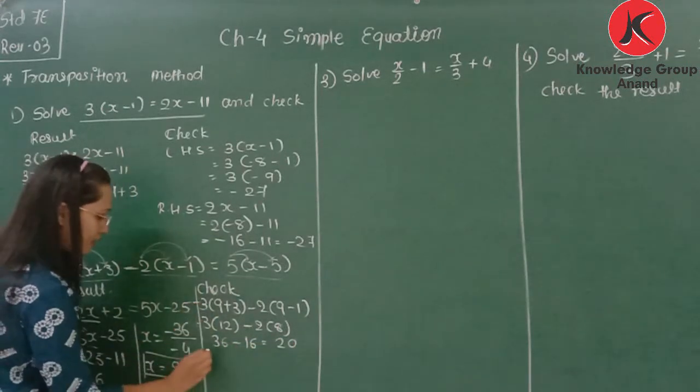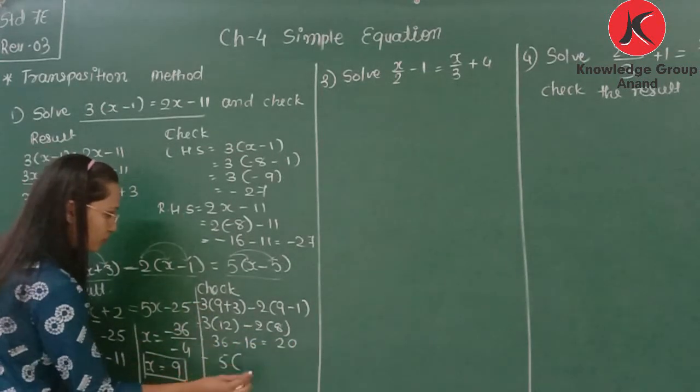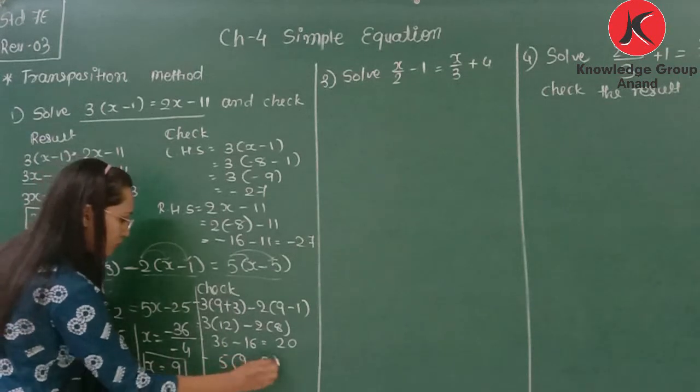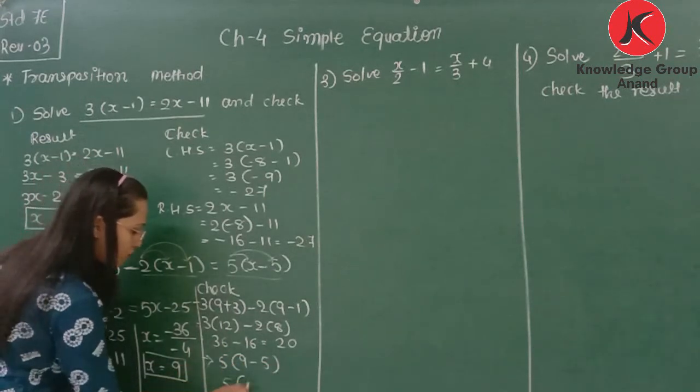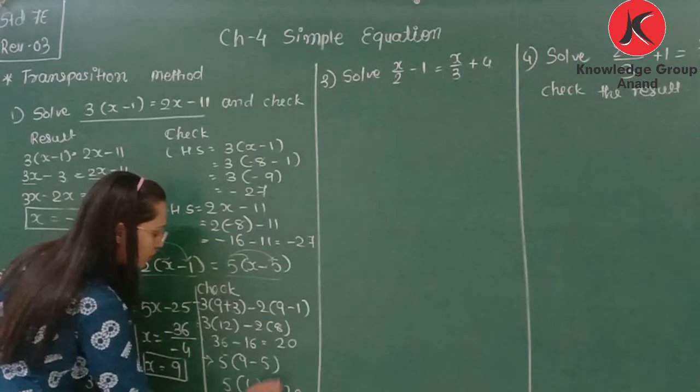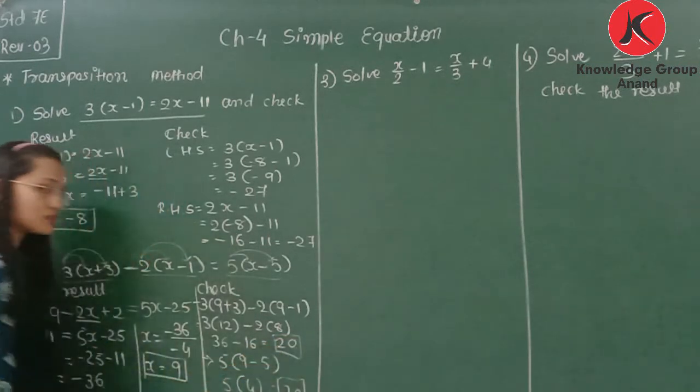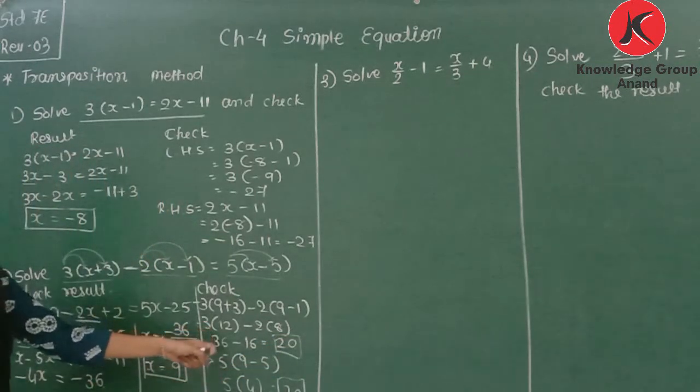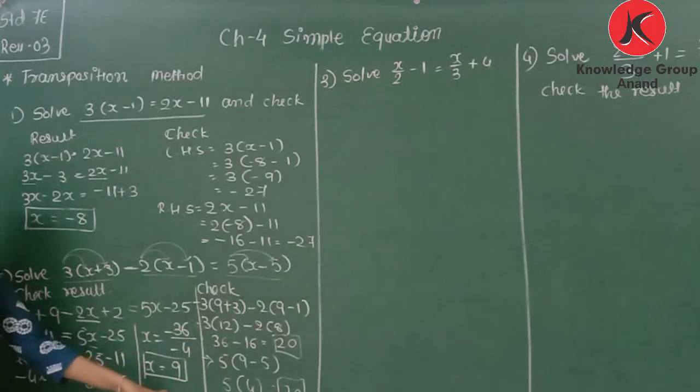Now check the right hand side, so it is 5 times 9 minus 1. 5 into 4 is 20. Now you can see left hand side and right hand side are same. That's why our answer is correct. So our value of x is 9.